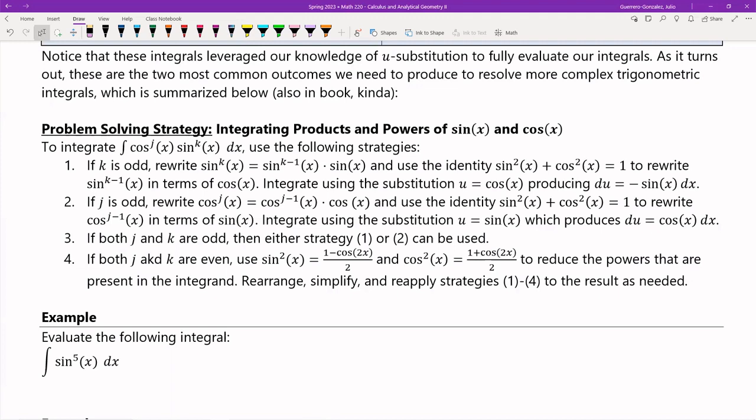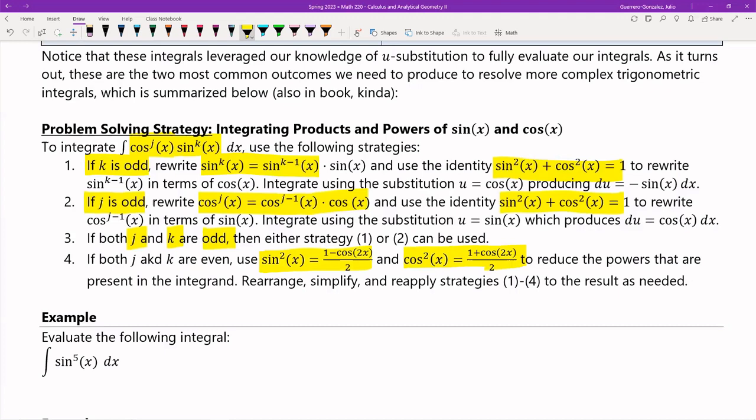Let me go through the problem solving strategy that's here. The first one is if k is odd, for cosine to the j, sine to the k, you separate one sine away and then use our identities. The j is referring to the power of the cosine, the k is referring to the power of the sine. If j is odd, we rewrite this way and use the identity. If both j and k are odd, either one of these scenarios can be used. And if j and k are even, then we use our half angle formula that's right here.